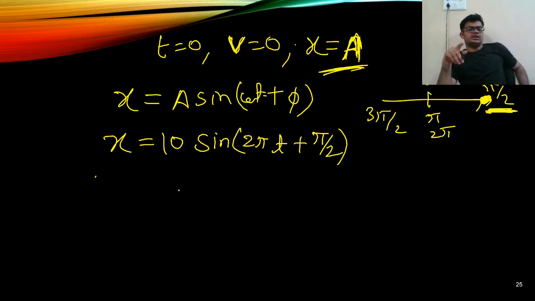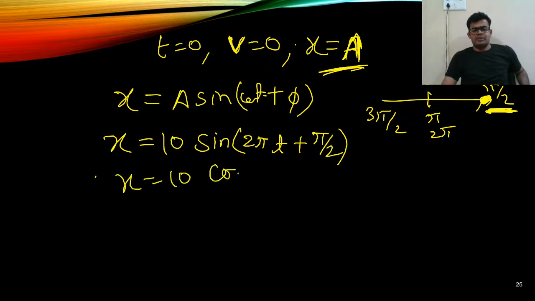Whenever the particle is starting at v equal to 0, it means it is starting from extreme, and at extreme the value of phi is always pi by 2. That's all. So now what you will write, x is equal to 10 sine of pi by 2 plus theta, all of you know sine of pi by 2 plus theta is cos theta. So this will become cos 2 pi t. I got the value of displacement.